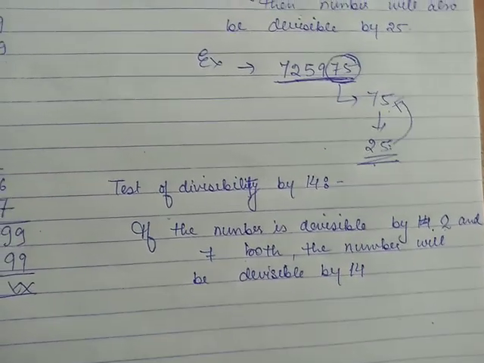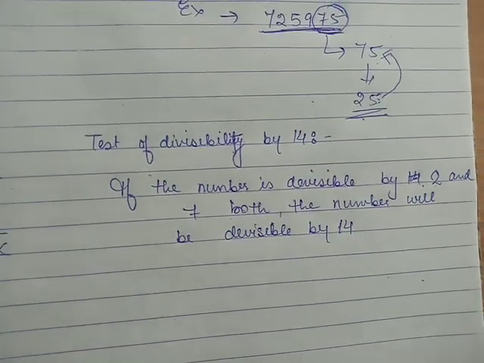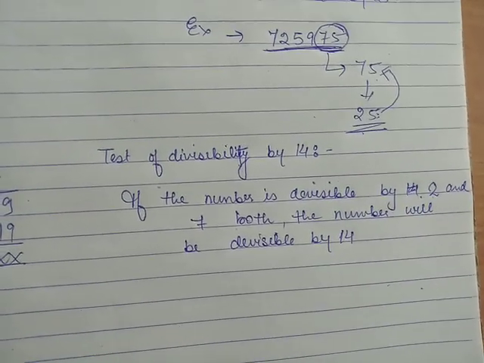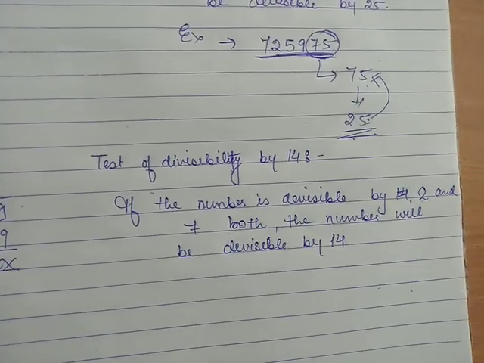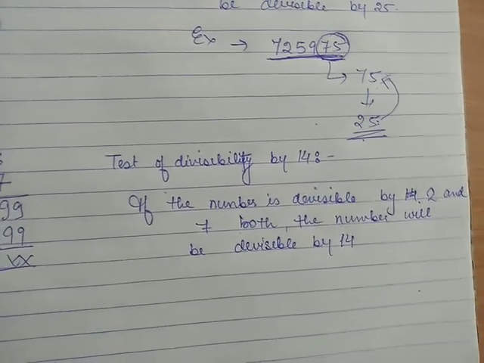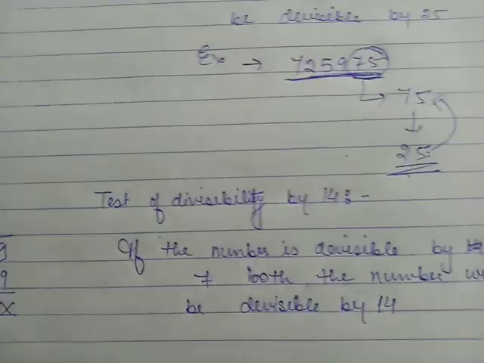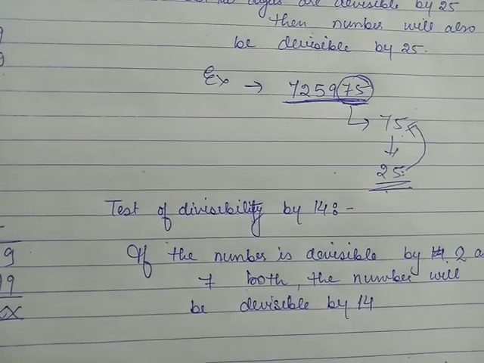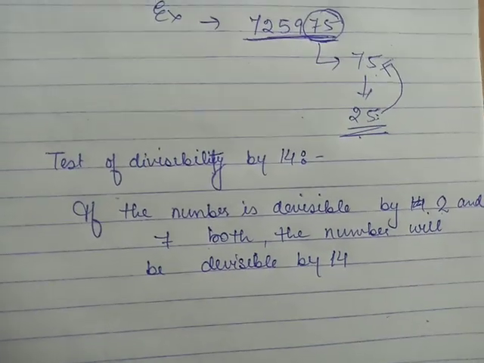The test of divisibility by 2 is that if the unit digit of any number is divisible by 2, then the number will be divisible by 2. So, first of all, for checking divisibility by 14, we will go through the test of divisibility by 2. If it is divisible by 2, then we will proceed with 7. Let's see with the question.